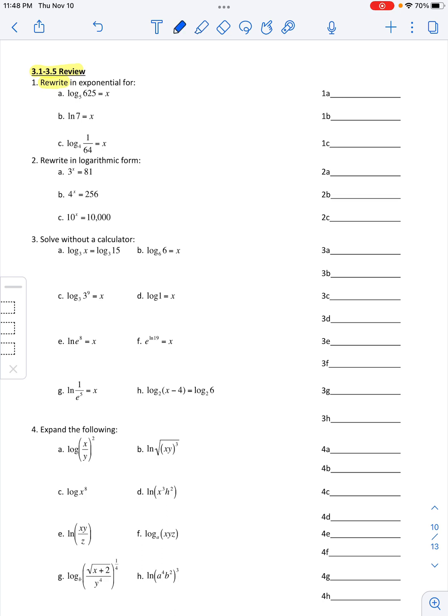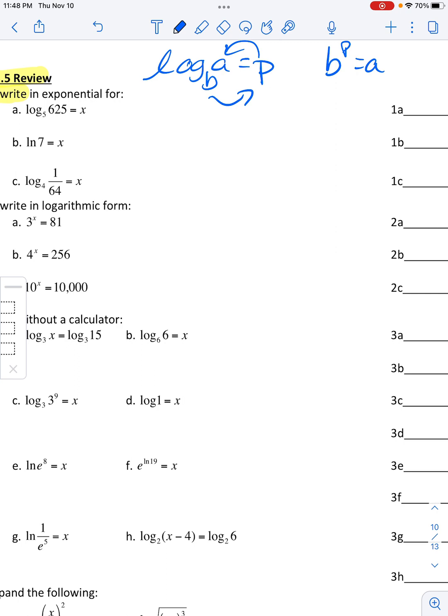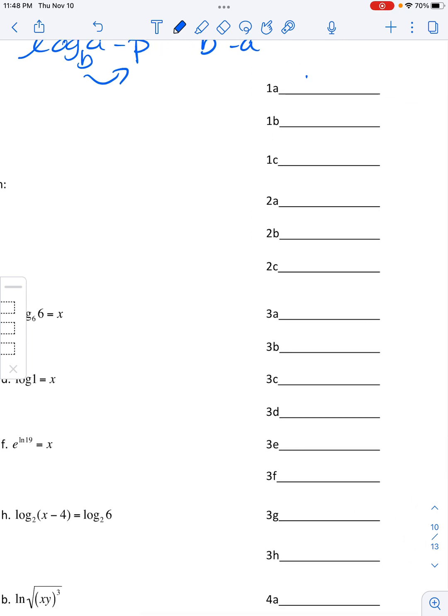Rewriting between log and exponential means you can say, hey, this is log base b of some number equals the power, and I can get that back and forth to base to this power equals this answer. You want to be able to go back and forth between those two forms. So in this first one, base over here, get the power, come around. I'm not solving, I'm simply rewriting. So 5 to the x equals 625.